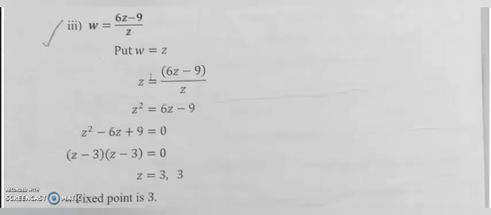Instead of W, it is Z. So Z is equal to (6Z minus 9) by Z. Cross multiplying, Z square equal to 6Z minus 9. Now taking this to LHS, Z square minus 6Z plus 9 is equal to 0. Now factorizing, (Z minus 3) into (Z minus 3) is equal to 0. Z is equal to 3, 3. So fixed point is 3. We have only one point. So we say fixed point is 3.